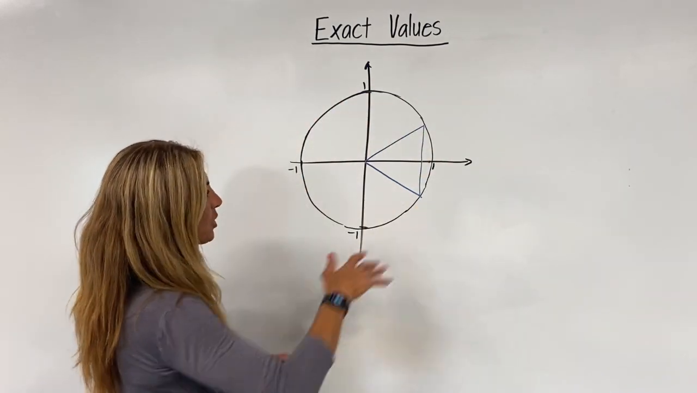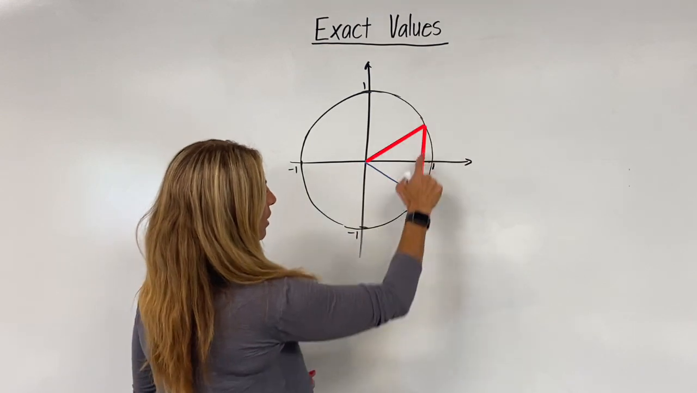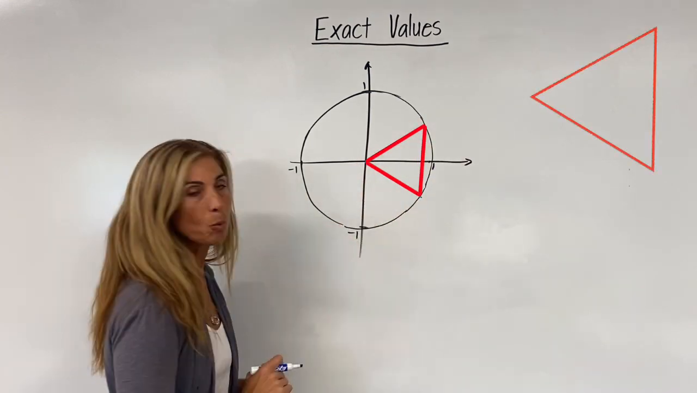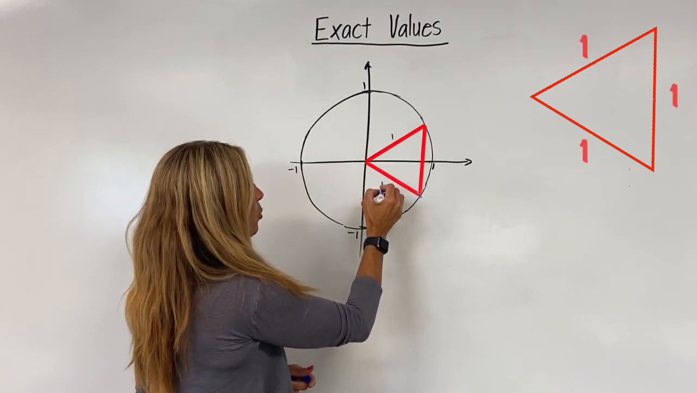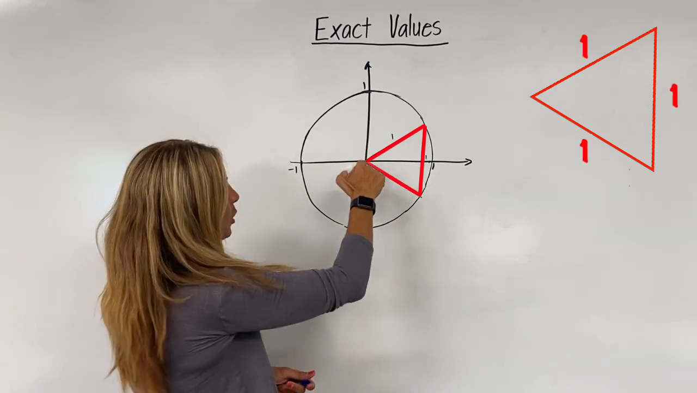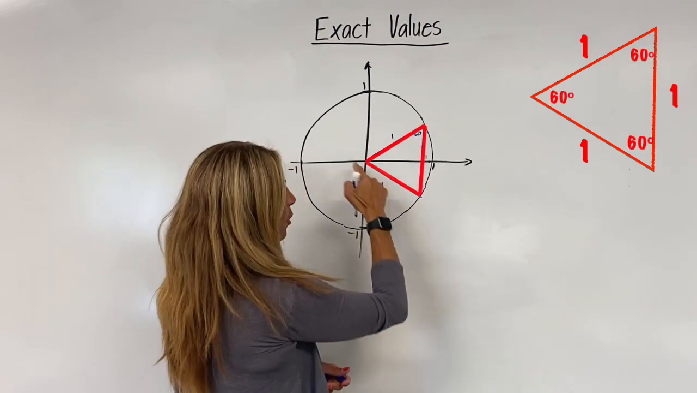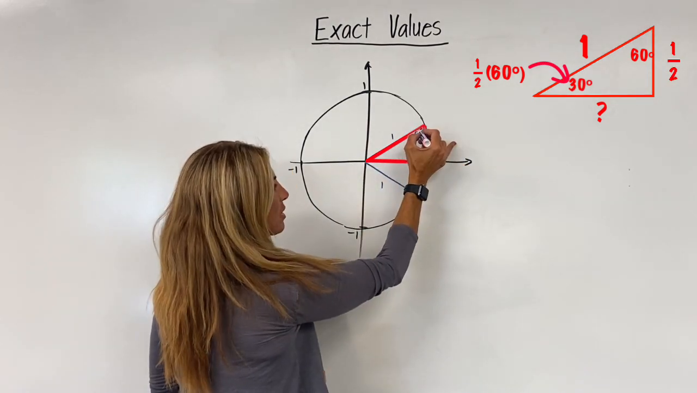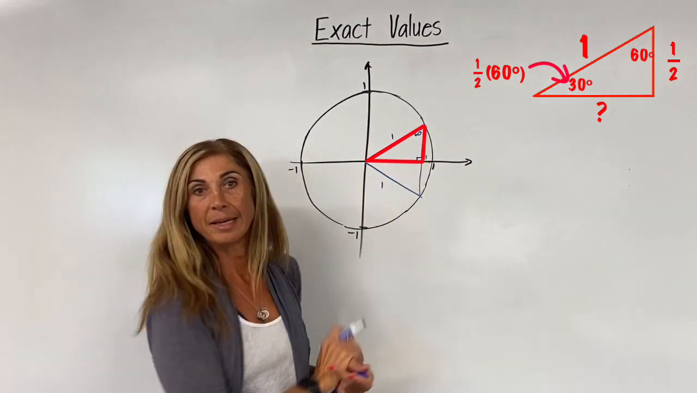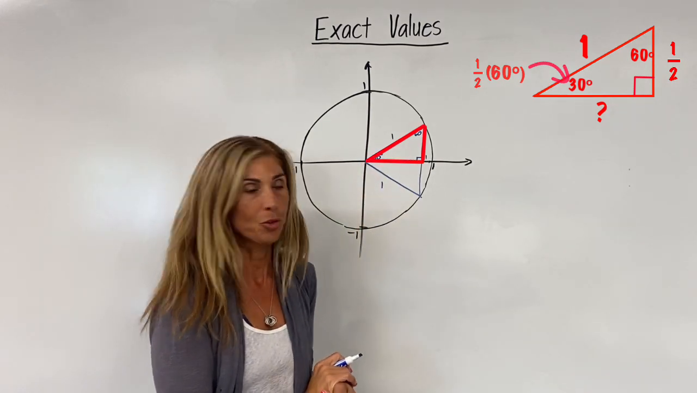So if we have a unit circle, we know that the radius is 1, and if I put an equilateral triangle in it, what can you tell me about an equilateral triangle? Well, we know the sides all have a length of 1, and we know each angle has a measurement of 60 degrees. So if we focus on just half of that triangle, we know if this is 60 degrees and this is 90 degrees, then this reference angle created is 30 degrees.